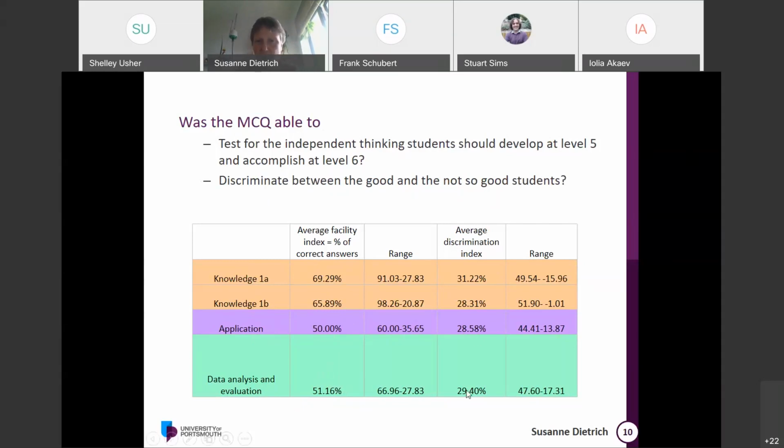This column here shows you the discrimination index, representing how well the best students were able to find the right answer, and therefore the question would have discriminated between the good and the not so good students. You can see that on average, this has been achieved, but when you're looking at the range, you can see that this was not always the case. So we typically aim for a discrimination index of 30 or higher, but you can see that sometimes we have a negative number here suggesting that we did not achieve what we wanted.